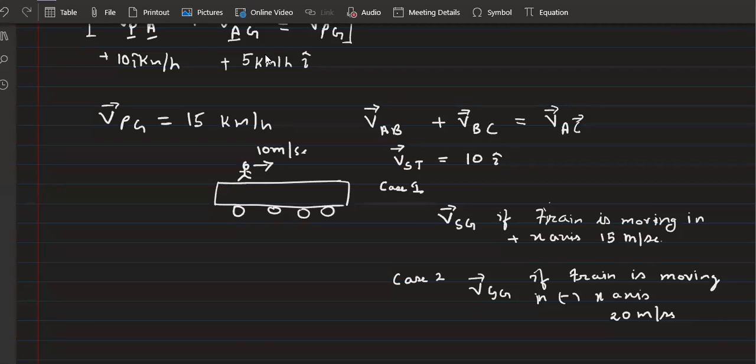So I can say that the velocity of Shah Rukh Khan with respect to train plus the velocity of train with respect to ground will give us the velocity of Shah Rukh Khan with respect to ground. Yes or no? Since it's one dimension or two dimension or three dimension, doesn't matter. This relationship holds true.